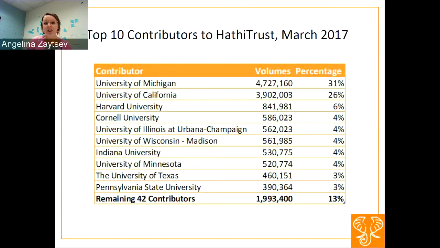The University of Michigan and the University of California are our most prolific contributors, followed by other institutions that are part of the Big Ten Academic Alliance. And the University of Texas is another popular, prolific contributor. We also have a total of 52 libraries that contribute content, so that results in a variety of materials.